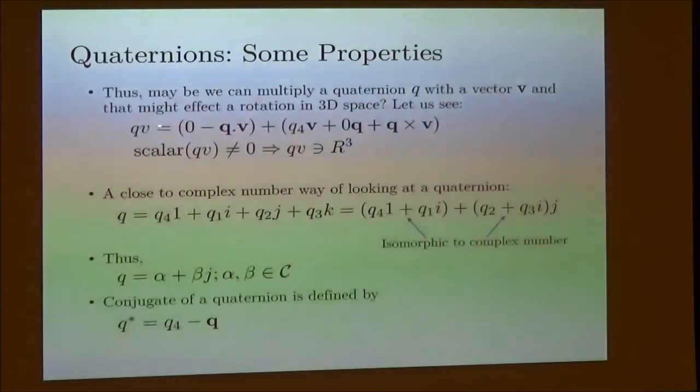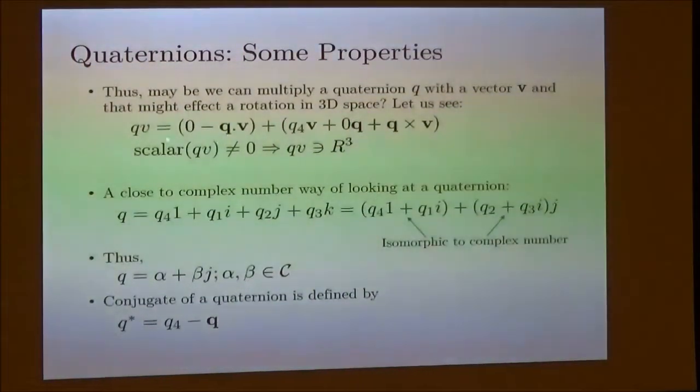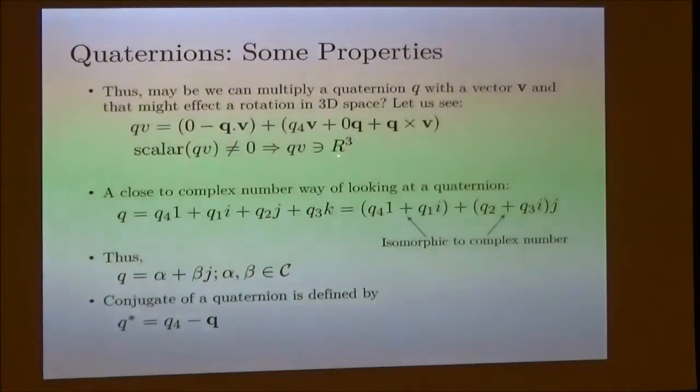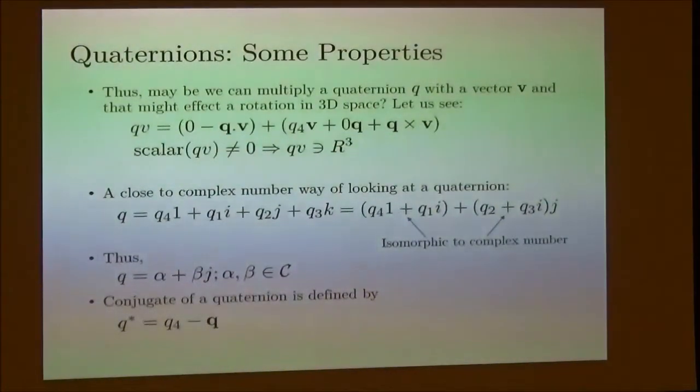The idea is that if you multiply a vector with a quaternion, you should get a vector. If you don't get a vector, then there's a problem. And clearly the scalar part of Q times V is not equal to zero, which means that QV is actually not in R3, right? And that means that we can't really get a 3D rotation by simply multiplying a quaternion with a vector.